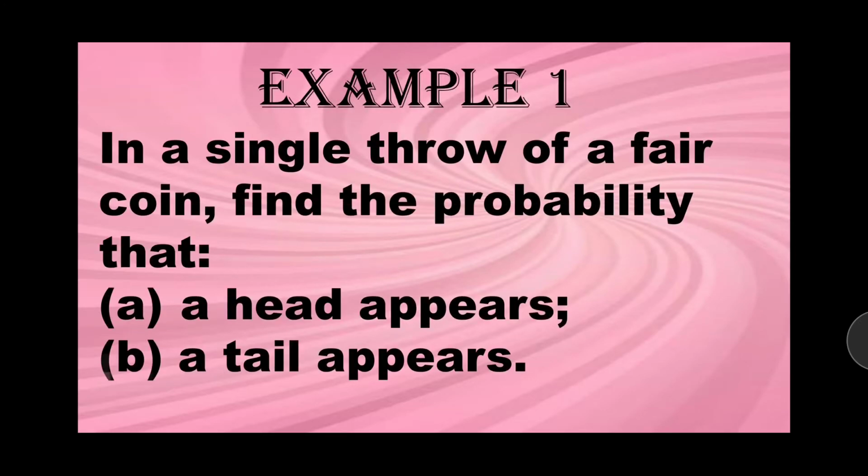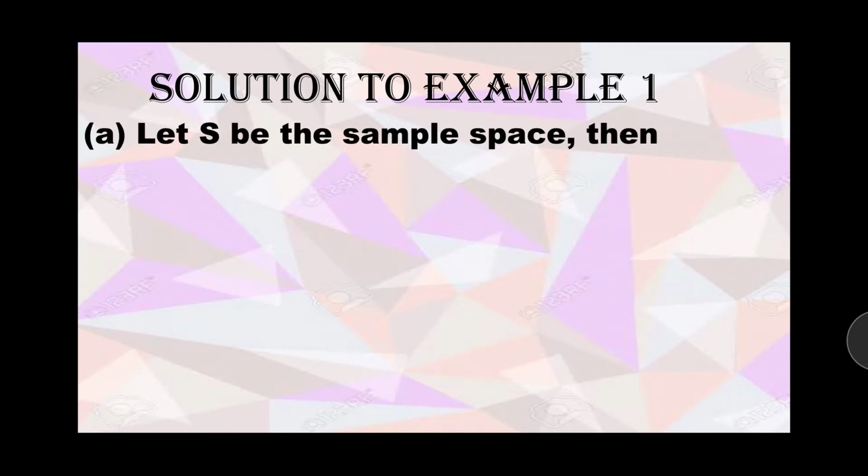Good. Now let's quickly see an example very fast. We see the question on the screen right now. The A part of the question is talking about if you find the probability that a head appears, then the B, a tail appears. Remember, we are dealing with a coin. Let's look at the solution. S is the sample space. Sample space simply means the total number of outcomes, the total number of possible outcomes.